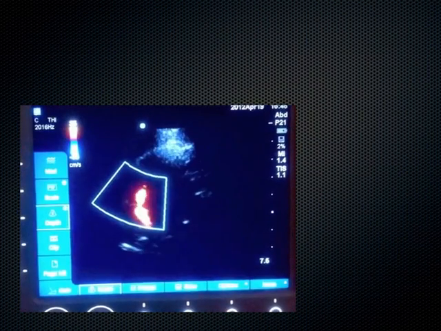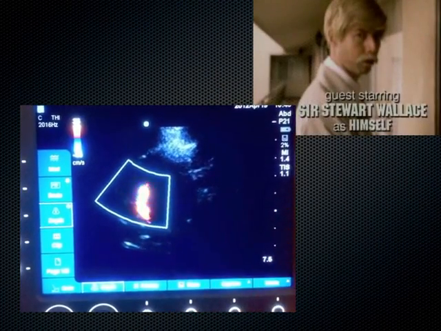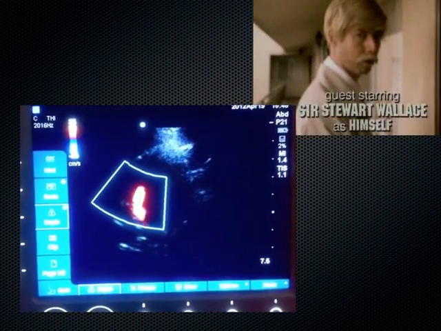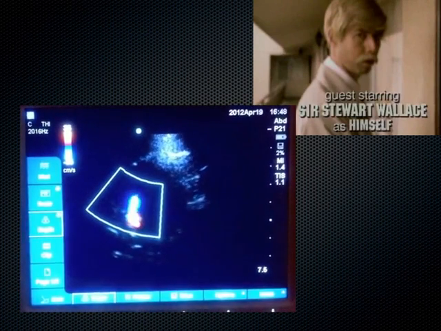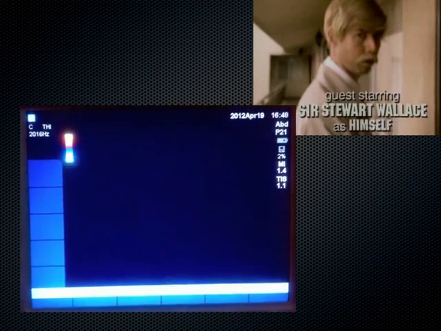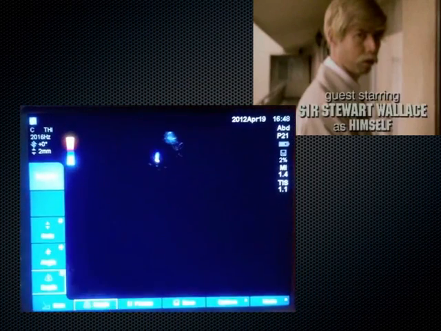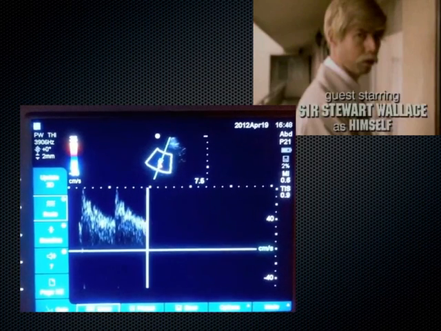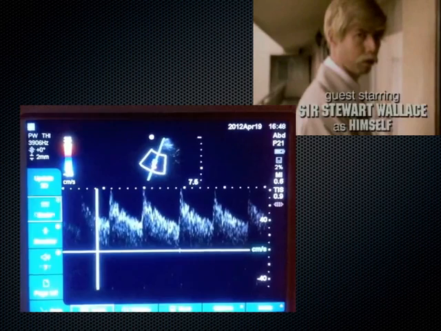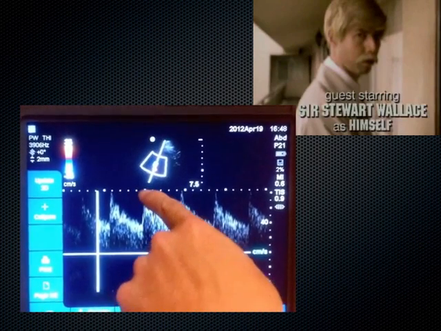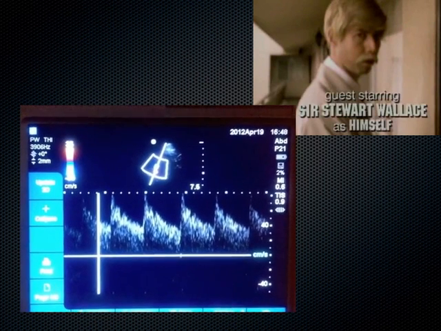I'm going to color mode, and here I see the MCA and the ACA, and what I'm going to do is I'm going to put Doppler on. Oops, back here, and I'm going to hit Doppler again, and what I get is essentially MCA Doppler on pulse wave. This is the systolic flow, and this is diastolic right here.